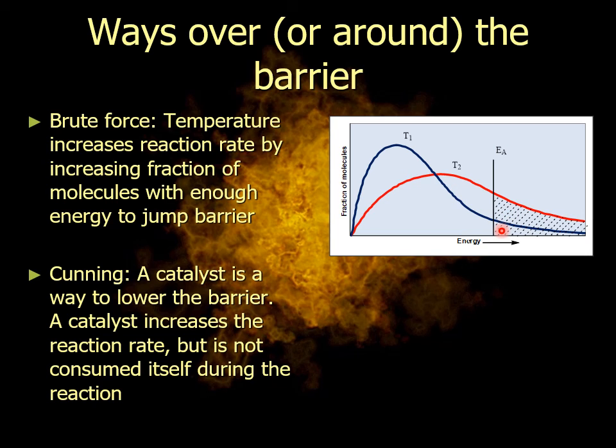So that's how we can explain why increasing temperature always increases the rate of reaction, because it increases the fraction of molecules with sufficient energy to get over the barrier. So I'm calling this the brute force approach. You just heat it up, it's going to go faster. A catalyst, I'm calling that the cunning way, because we're not increasing the molecule's energy, but instead we're tinkering with the barrier. In effect, the catalyst reduces the energy barrier, making it easier for the same population of molecules to get over it.